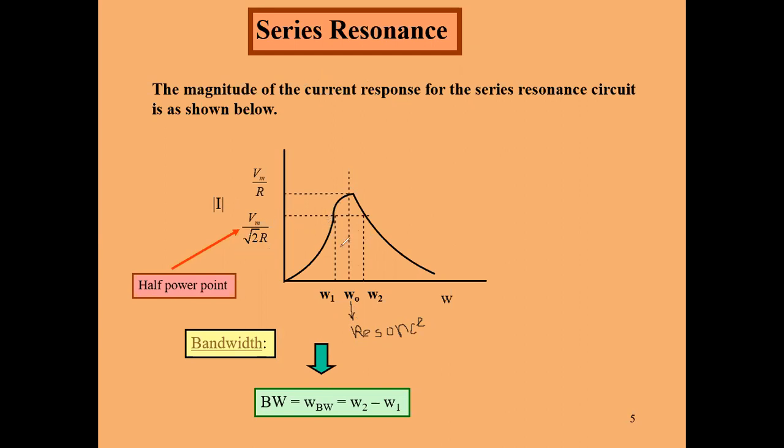Here we also require the bandwidth. We know that bandwidth is nothing but the operating frequency range of the circuit. If we consider W as the frequency component, W2 minus W1 is our bandwidth, the region in between W2 and W1.